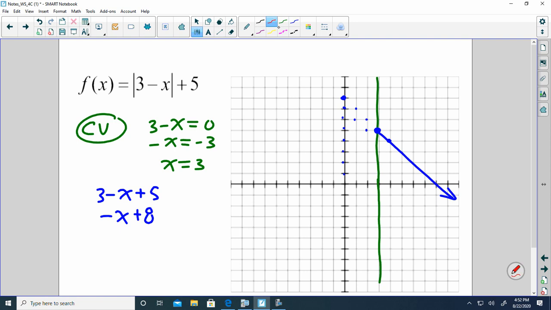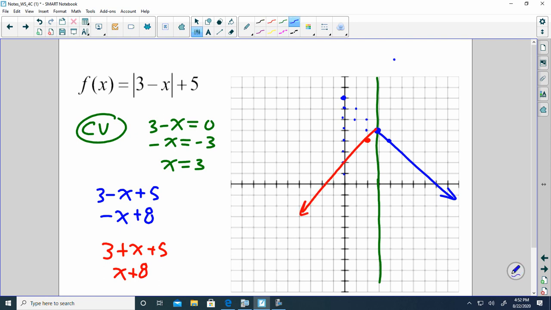I'll do the next one in red. So I'm going to get 3 plus x plus 5. And that's going to give me x plus 8. So it's very similar. Do you see where your turning point is going to take place? So that's from there. I'm not going to go up 1, right 1. I'm going to go down 1, left 1. Remember, negative over negative is positive. So there's what this one looks like.